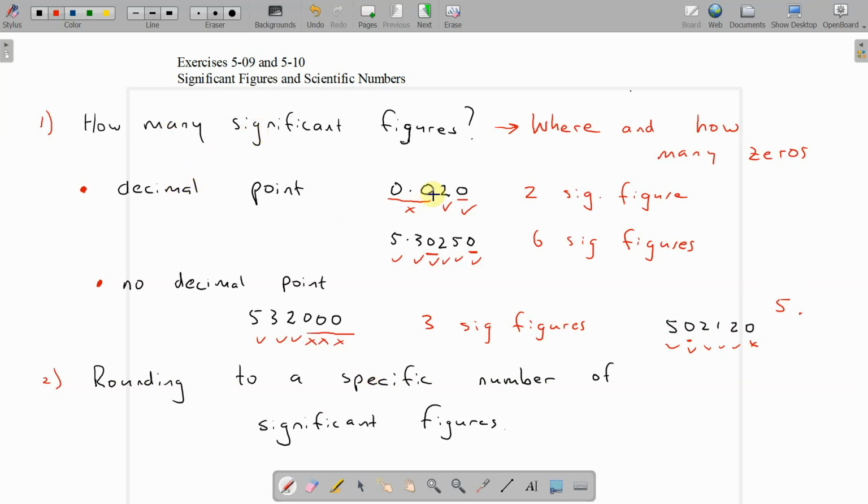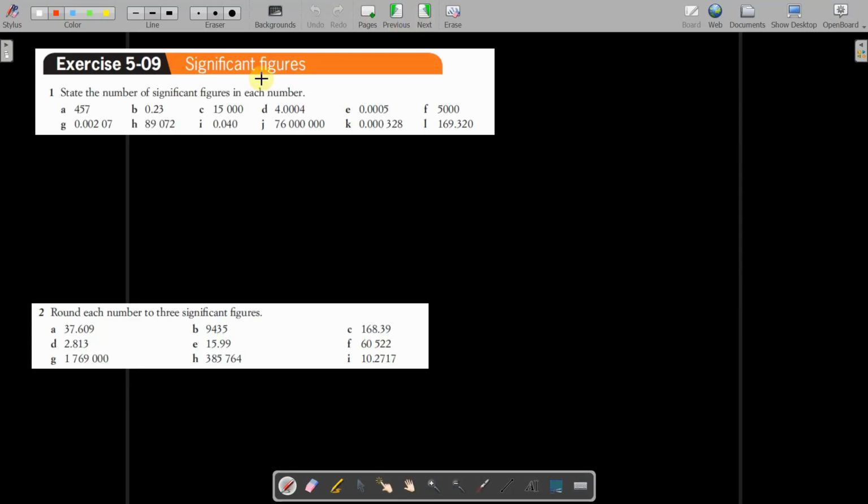So that's how many significant figures: the difference between where there's a decimal point and where there's not. And then the next one, the rounding, we'll do in a minute. Okay. So knowing that, let's have a look at the significant figures in each one of these. We'll write out a couple. Let's have a look at the ones with decimal points.